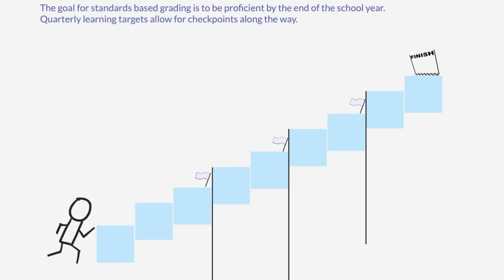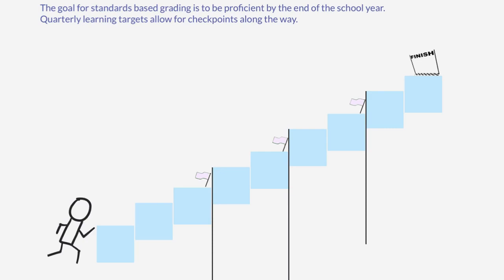With standards-based grading, a student is working towards mastery of a standard or group of standards from the beginning to the end of a school year. In order to help us monitor that student's progress towards mastery, the standards have been broken into multiple learning targets. Those learning targets are then grouped into the quarters in order to allow for several checkpoints throughout the school year to help us judge a student's progress towards mastery of that standard.